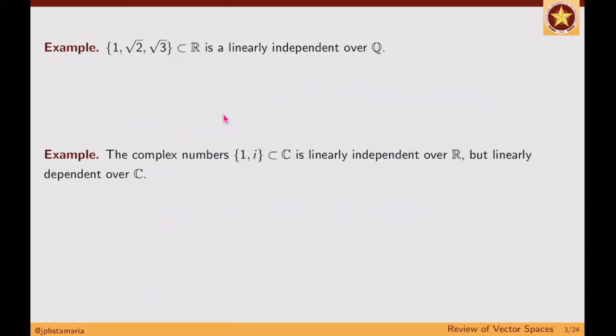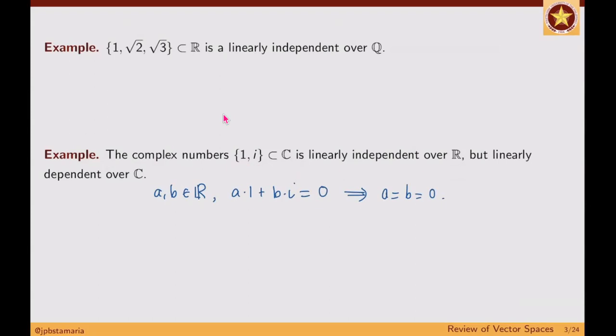So let's give some more example. Halimbawa, when you look at C as a vector space over R, again, ito yung 1 tsaka yung I, they are actually linearly independent over R. Kasi pag si A and B are real numbers, and yung A times 1 plus B times I is 0, that will imply na A and B are 0 because A and B have to be real numbers.